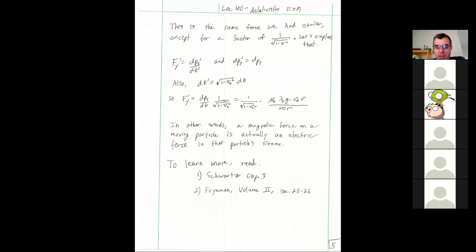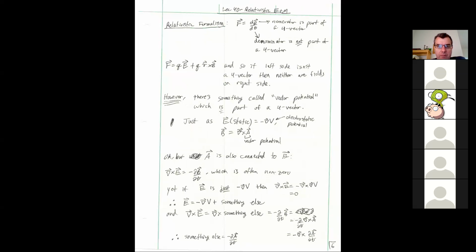There is a systematic structure to electromagnetism, but we have to kind of switch our formalism up a little bit. Force is the derivative of momentum with respect to time, and the numerator is part of a 4-vector, and the denominator is not invariant.